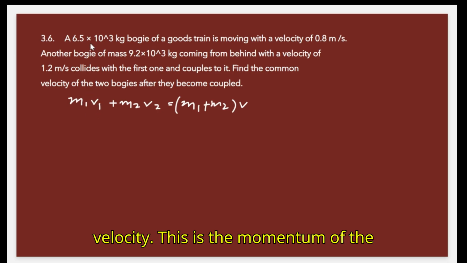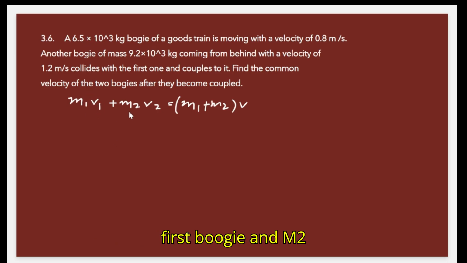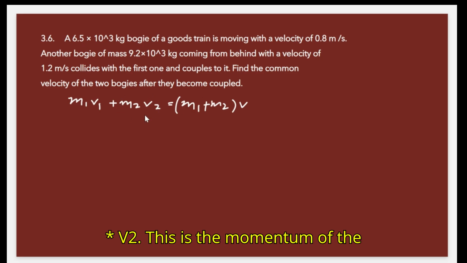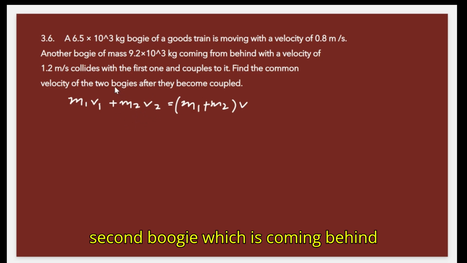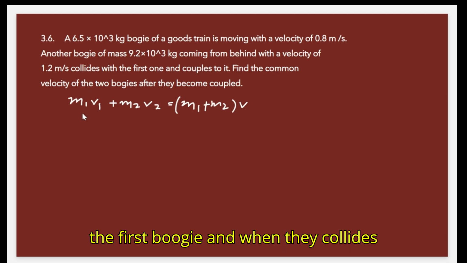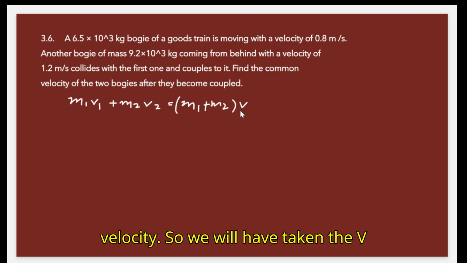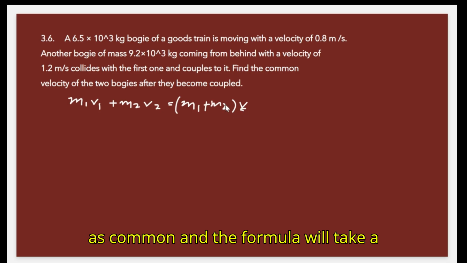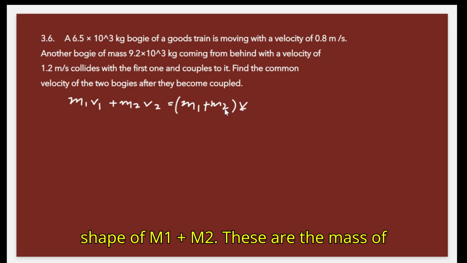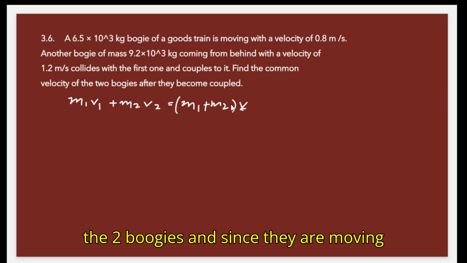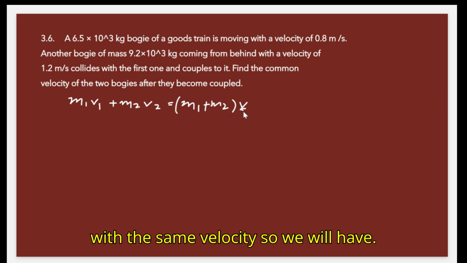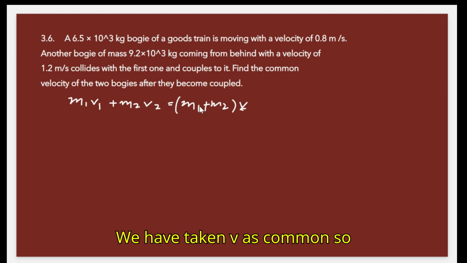This is the momentum of the first bogie, and m2 multiplied by v2 is the momentum of the second bogie, which is coming behind the first bogie. When they collide, after collision they move with the same velocity. So we take v as common, and the formula takes the shape of m1 plus m2. These are the masses of the two bogies, and since they are moving with the same velocity, we have taken v as common. So this formula we will use to solve this numerical.